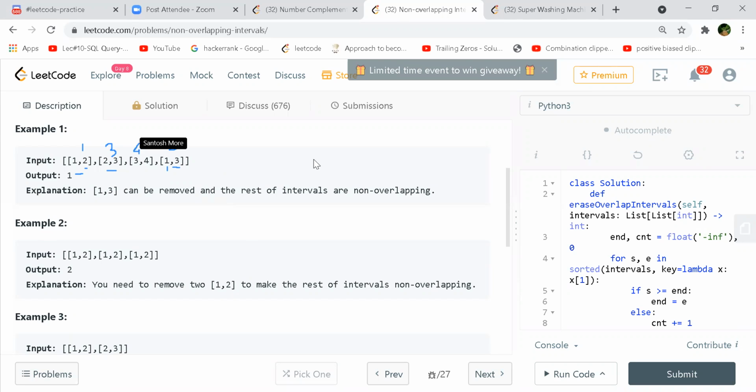Okay. So now how do you want to do it? You keep track of your end time seen till now. And if your start time is lesser than the end time you've seen, that shows that there's an overlap. And you just count it. It's a greedy approach, not a DP.